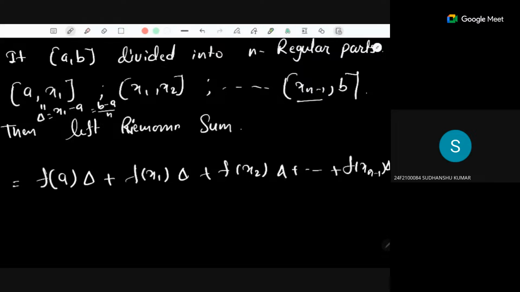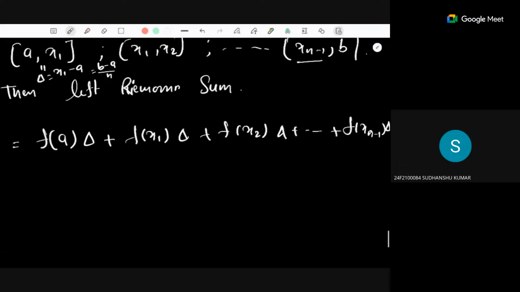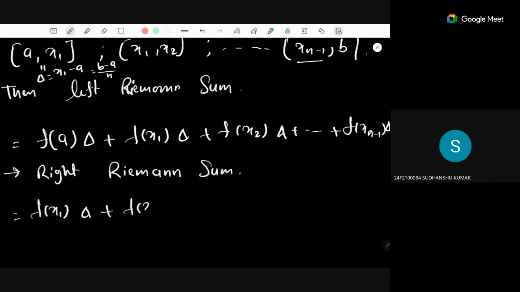Okay, so since we are taking the left Riemann sum, the value of the function should be at the left endpoint of each subinterval. Now what will be the right Riemann sum? The right Riemann sum will use the right endpoint of each subinterval. That is f of x1 into del, plus f of x2 into del, and so on. At the end, we have f of b into del.